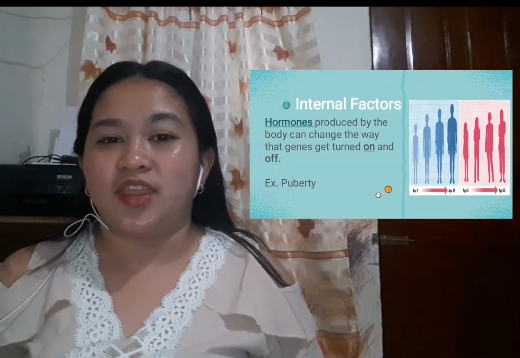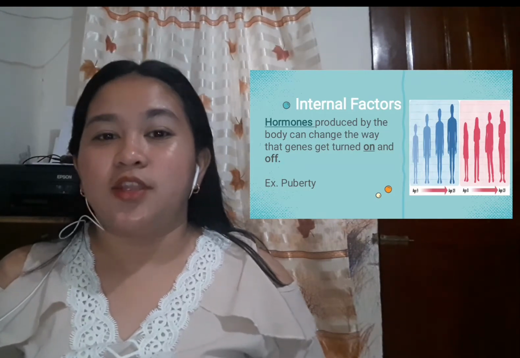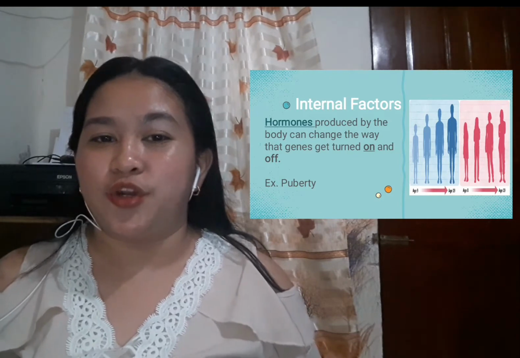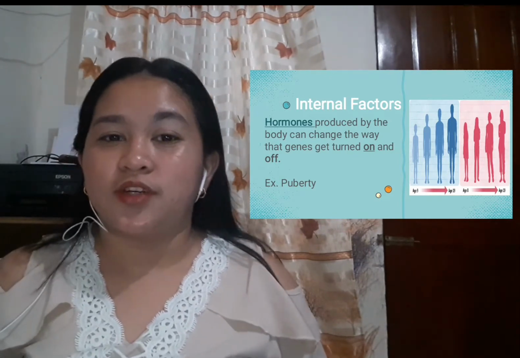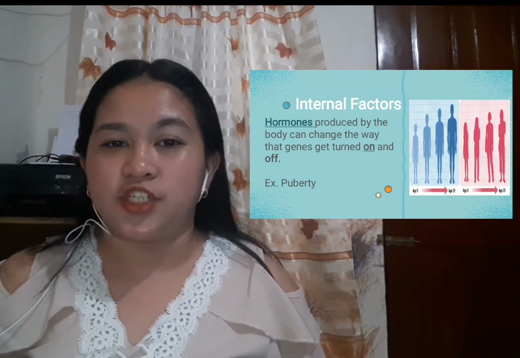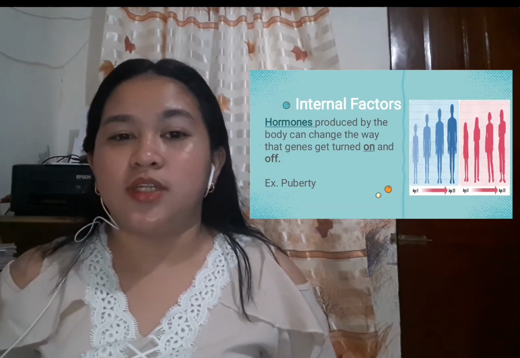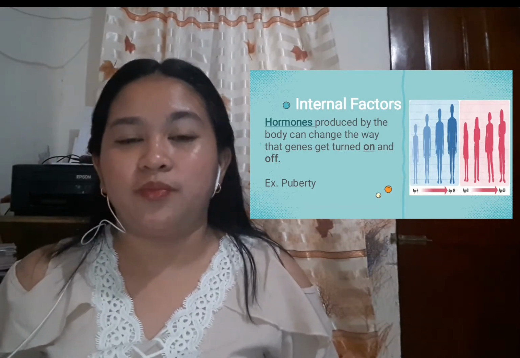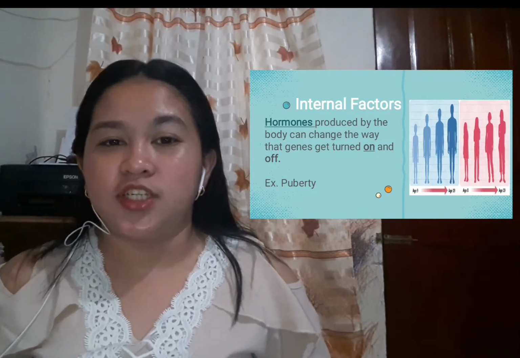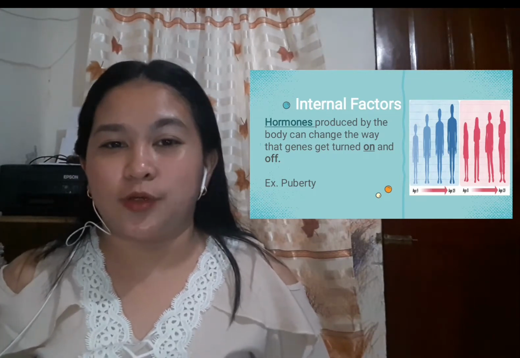So let's look at the internal factors. Hormones are certain proteins that the body produces that can change the way that the genes get turned on and off. A great example of hormones affecting gene expression is puberty. When you go through puberty, hormones are released, certain amounts and some more than others. And they influence which genes express at what time and how the process of maturation goes about.